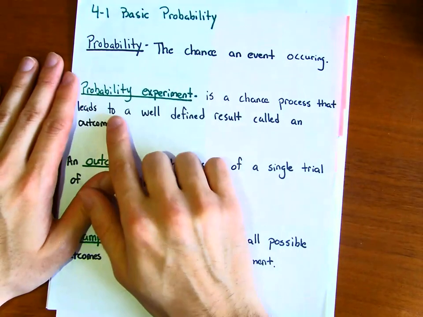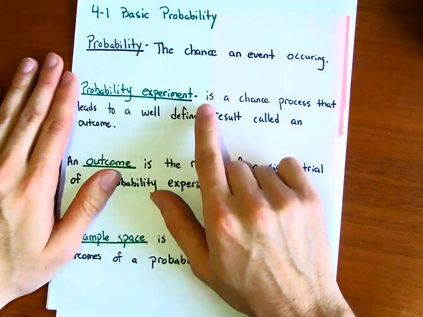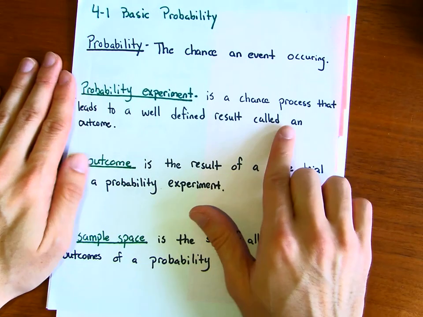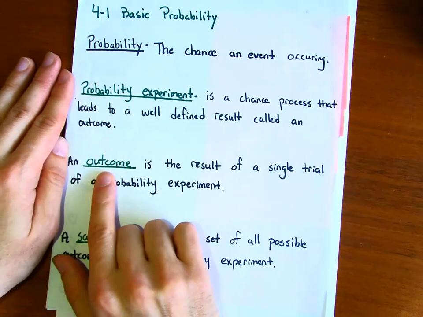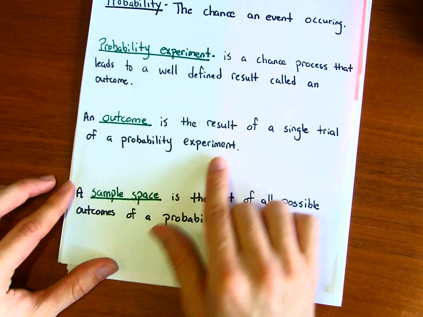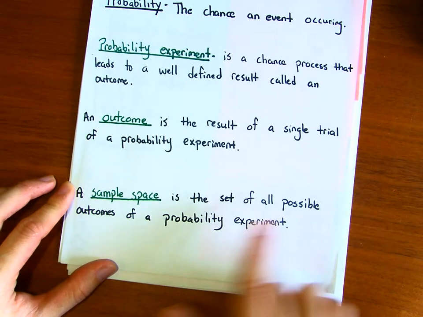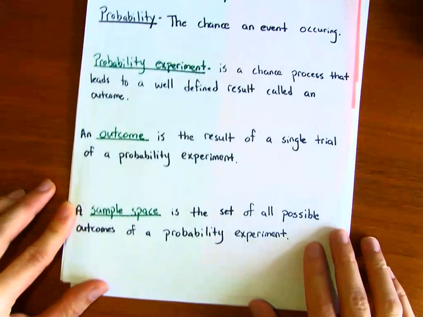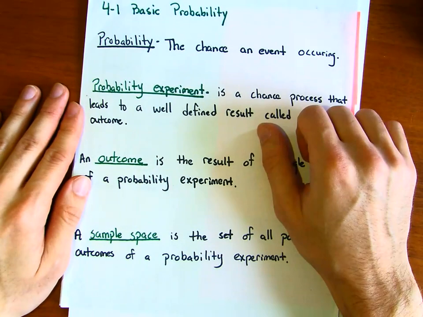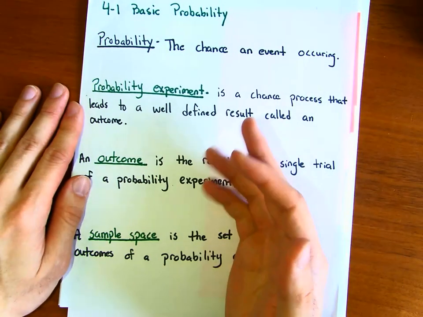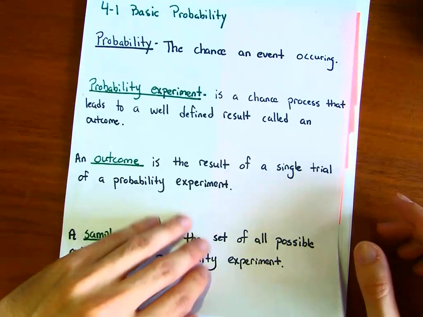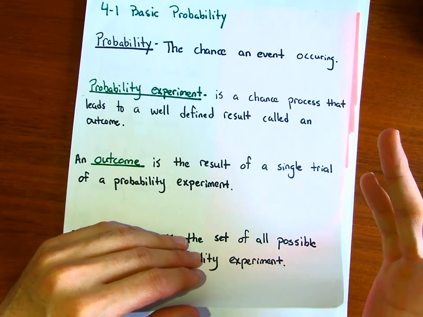Okay. We're going to state that a probability experiment is a chance process that leads to a well-defined result called an outcome. An outcome is the result of a single trial of a probability experiment, and a sample space is a set of all possible outcomes of a probability experiment. So this seems like a lot of blah blah. These definitions are very textbook, but little by little throughout the lesson I'll explain each one of these. Okie dokie? So let's look at the first part of probability.